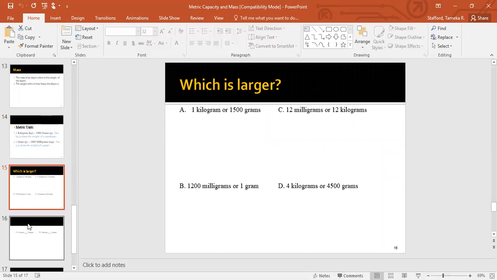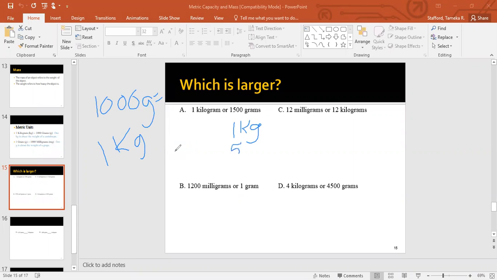So let's look at these right here. It says, which is larger? If you have 1 kilogram or 1,500 grams, let's remember that 1,000 grams equal 1 kilogram. So right here, this would be 1 kilogram, but an extra 500 grams. So for letter A, which one would be larger? The answer would be 1,500 grams, because this would just be 1,000 grams.